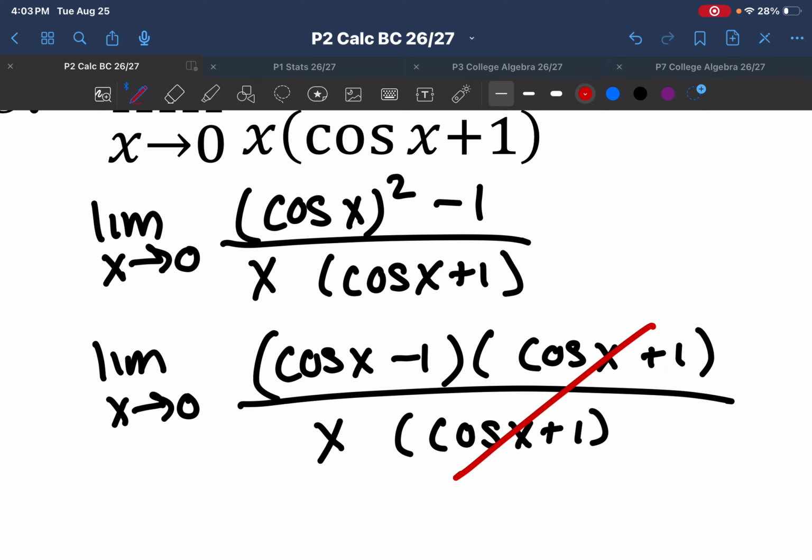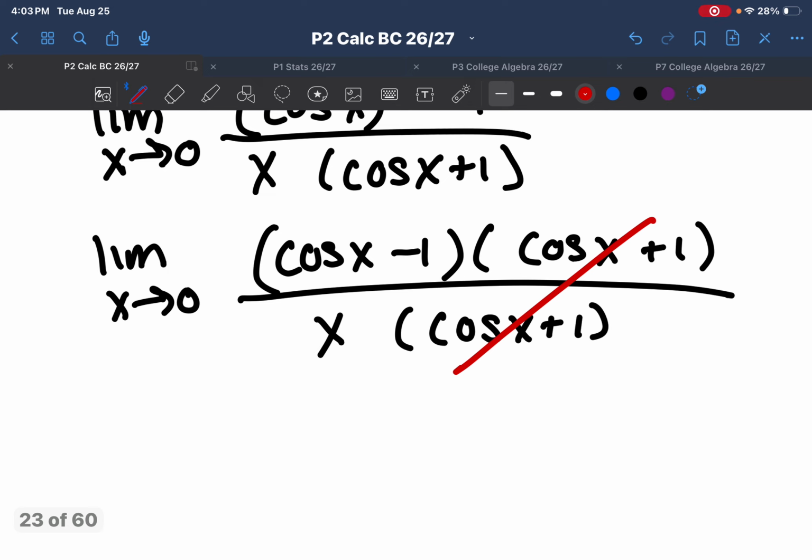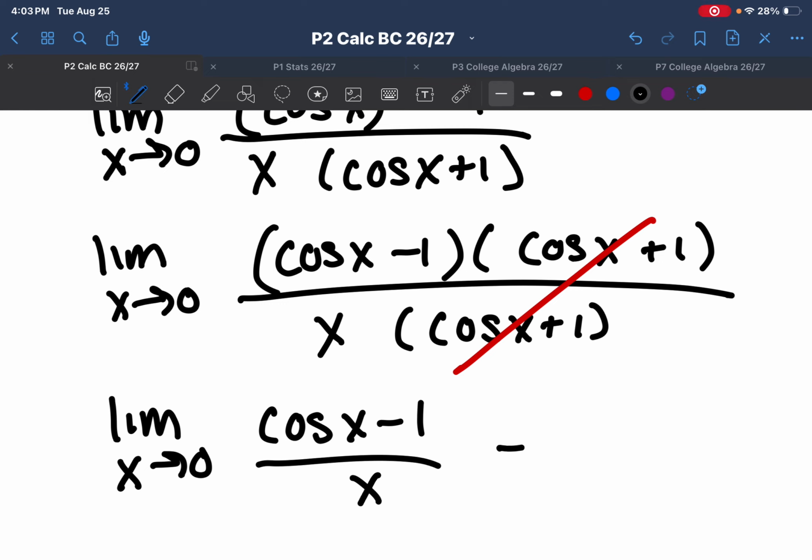These would cancel out, and then I would be left with the property above. So I have the limit as x approaches 0 of cosine x minus 1 over x, which is 0.